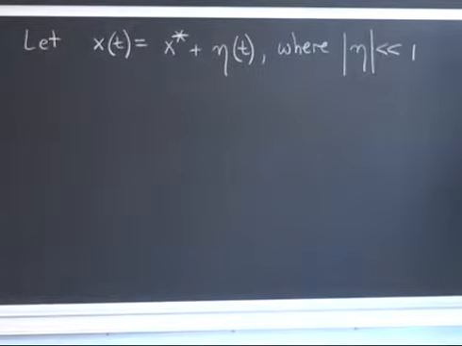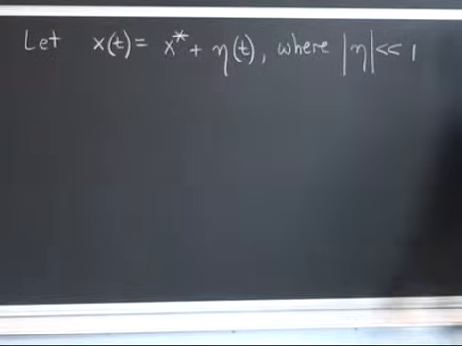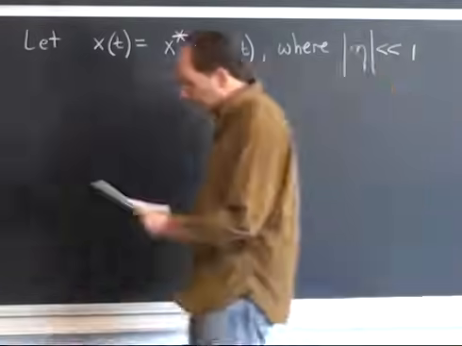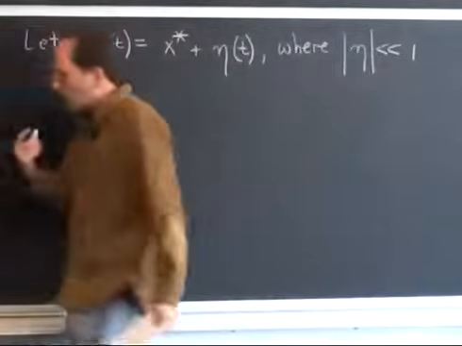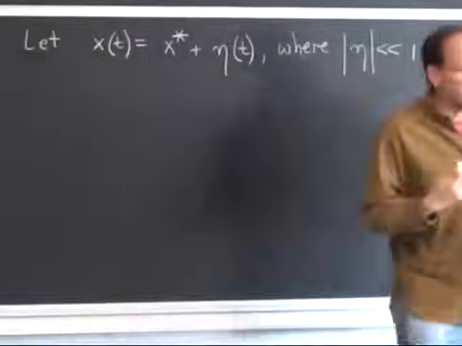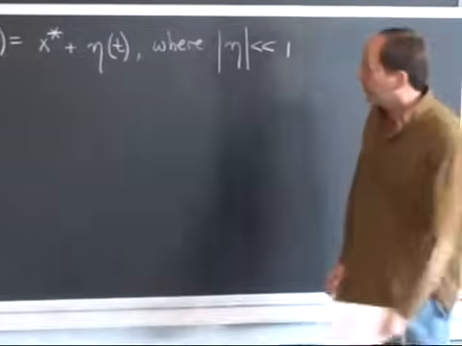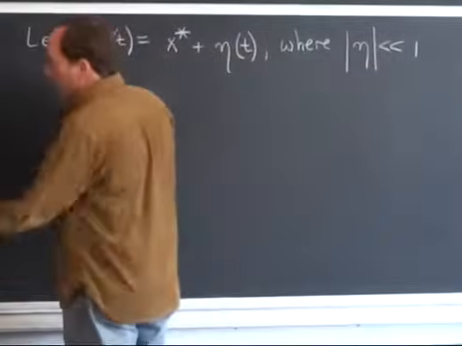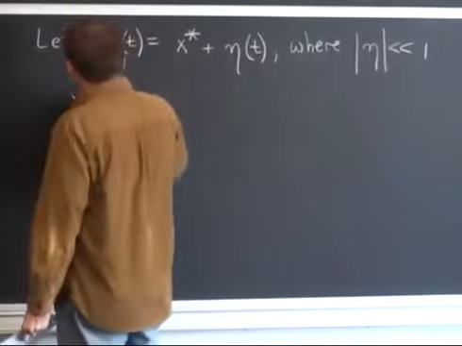And I'll make it clearer in a minute what I mean by very small, but for now just think of some very tiny perturbation. And then we want to derive an equation now for eta to see does this deviation grow or decay. So to do that, use a differential equation.